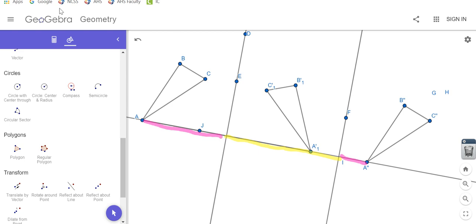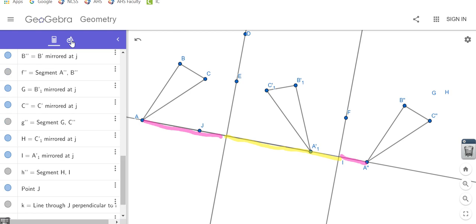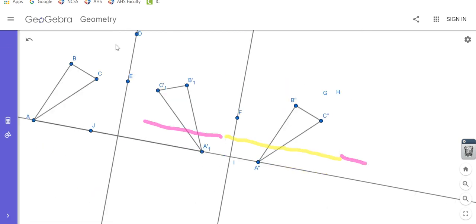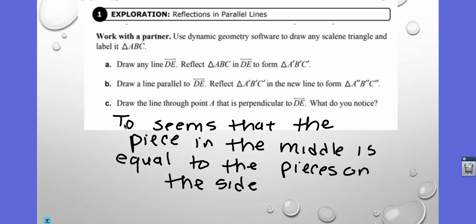It's not going to measure that for me. But, okay, so this is just to line up. Alright, so that's what it seems like is going on here. That's what it seems like. And we'll get some more stuff in there.